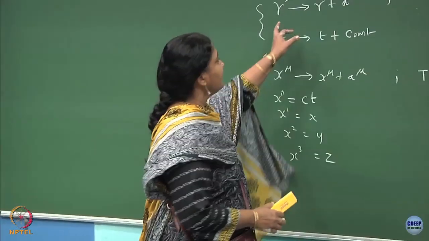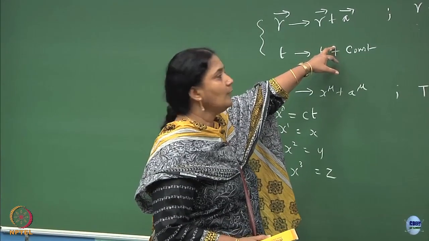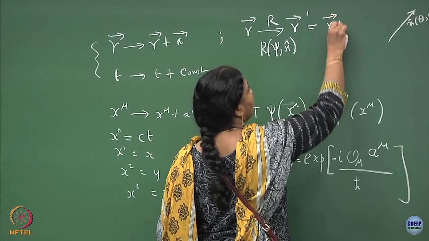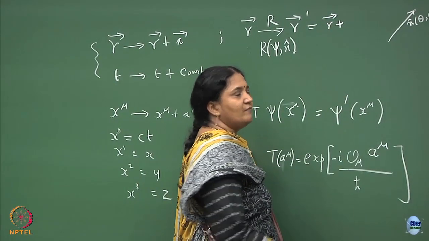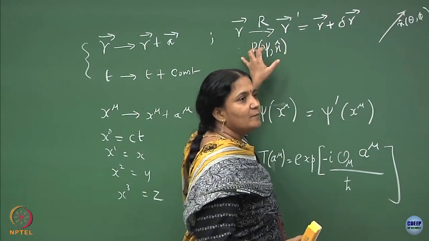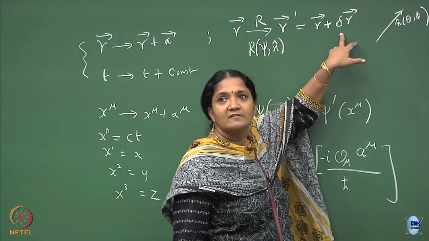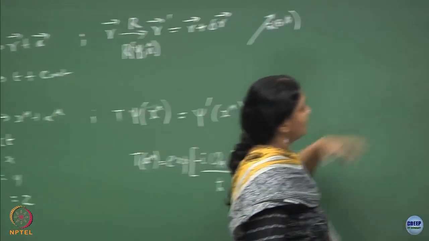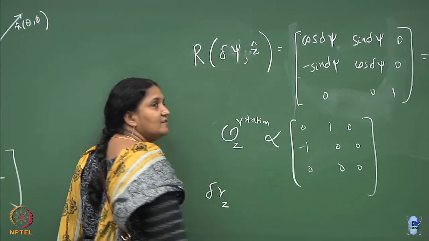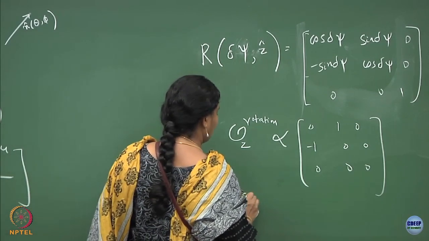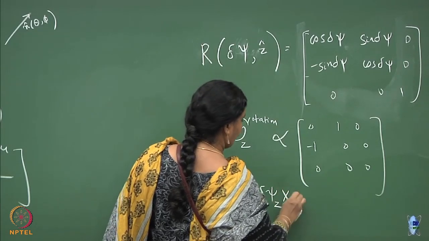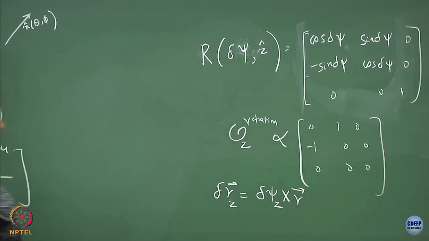But just like the way I did here, I would like to write this also as r vector plus some infinitesimal quantity. Delta r was delta a mu. Here I want to find what this delta r is. Can you help me out with this using this? So just check that delta r for rotation about z axis can be written as delta psi z cross r vector. Can you check this? Is that right?